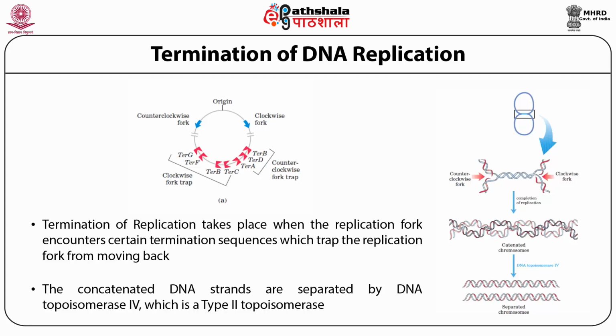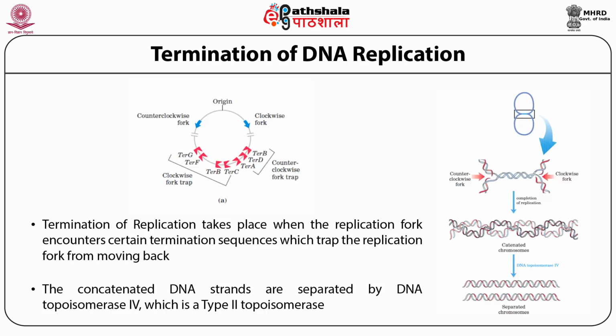Now, how does DNA replication terminate? Till now, we have seen how DNA replication proceeds. Now, how does it terminate? This is an area of intense research till now. Now, what we know is that there are certain terminator sequences which are present on both sides of the replication, meaning that the replication fork extends on both sides. So, there will be a clockwise replication fork trap and a counterclockwise trap, meaning there are sequences which are present in the clockwise direction and the counterclockwise direction. They will not allow the replication fork to move backwards once they move beyond these termination sequences.